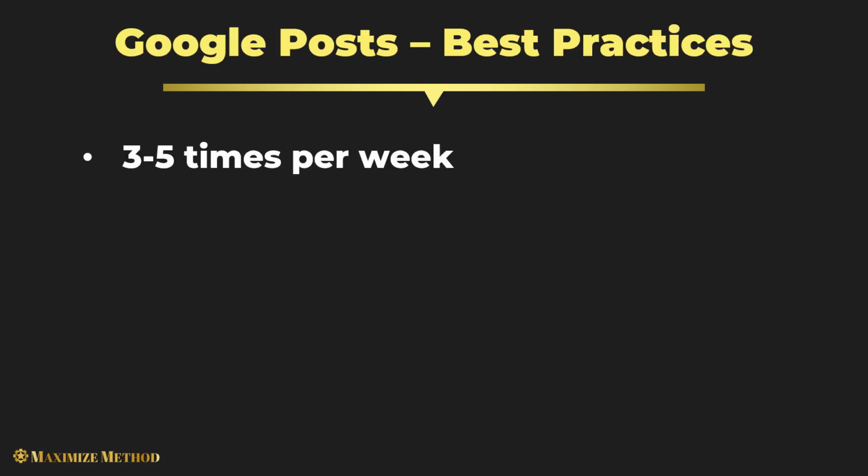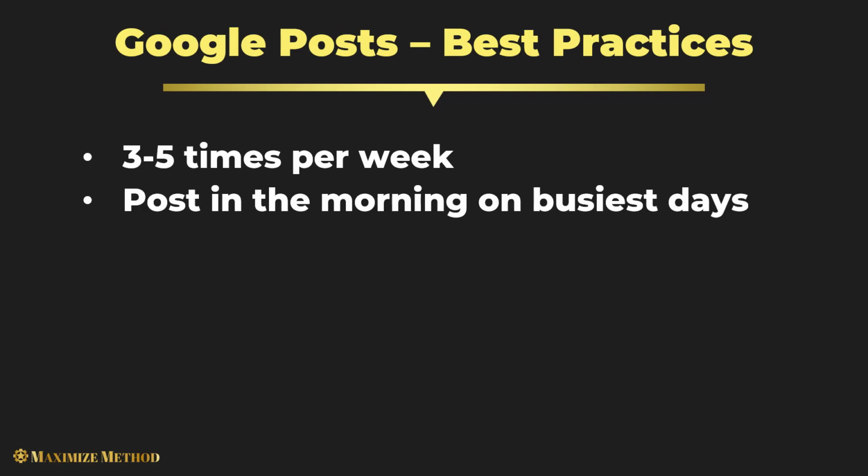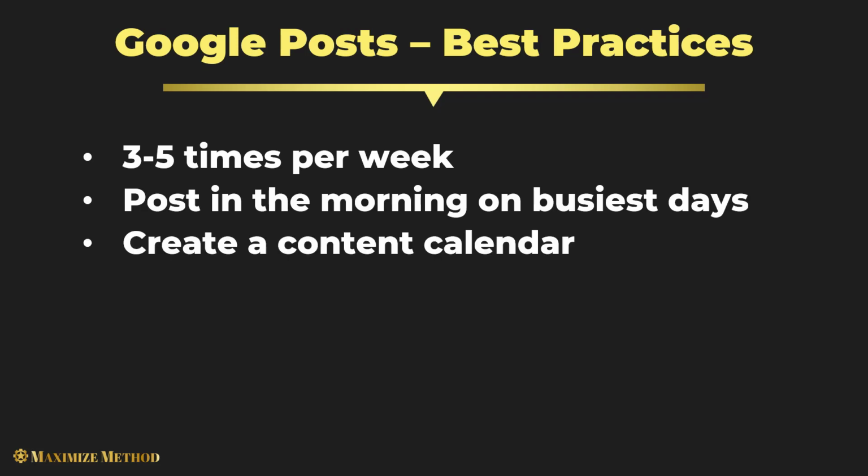So what are some best practices to do this? You want to do it 3 to 5 times a week. You want to generally post in the morning on your busiest days, and I would recommend creating a content calendar for this. Just like I said a minute ago, you have a social media calendar. You want to have a Google Business Posts calendar as well. And in many cases, it could be the same thing as your social media calendar. And then also you can automate it.